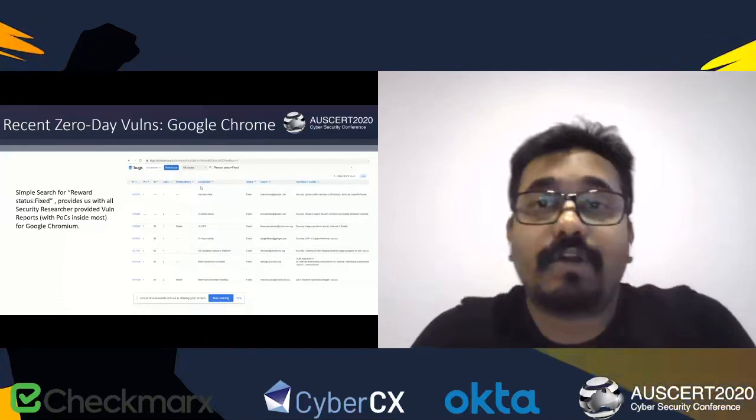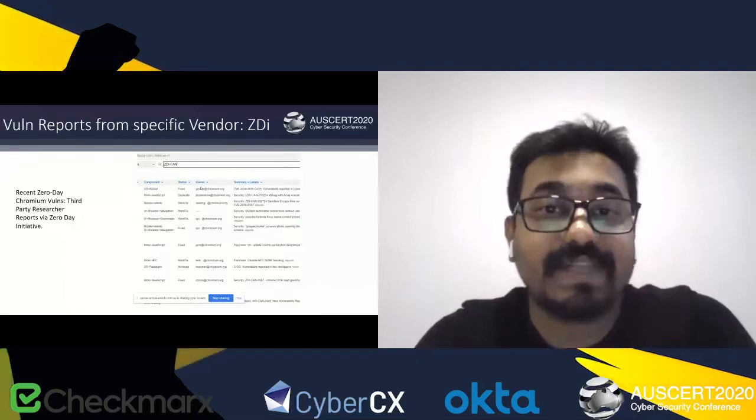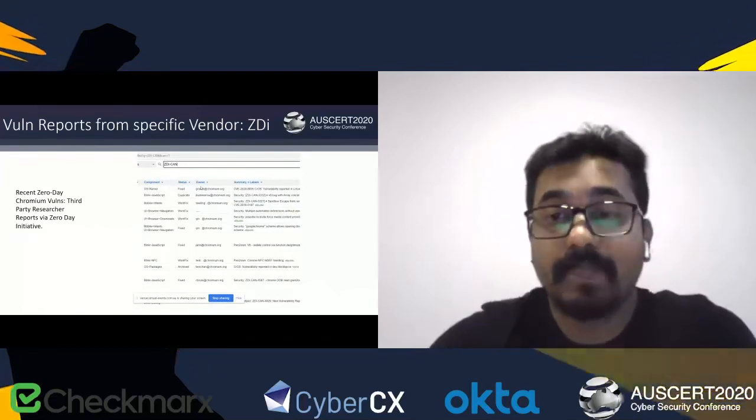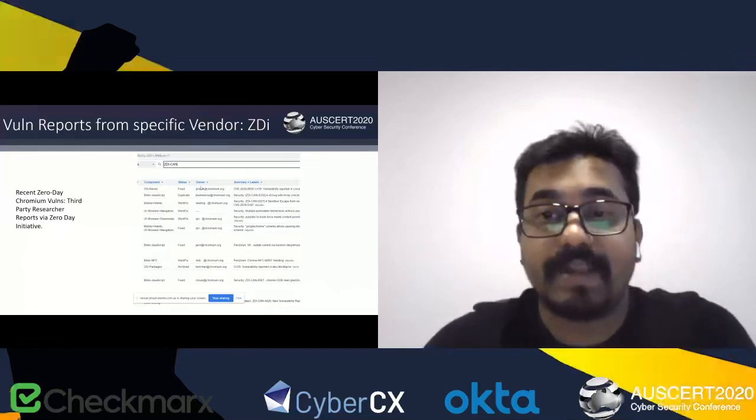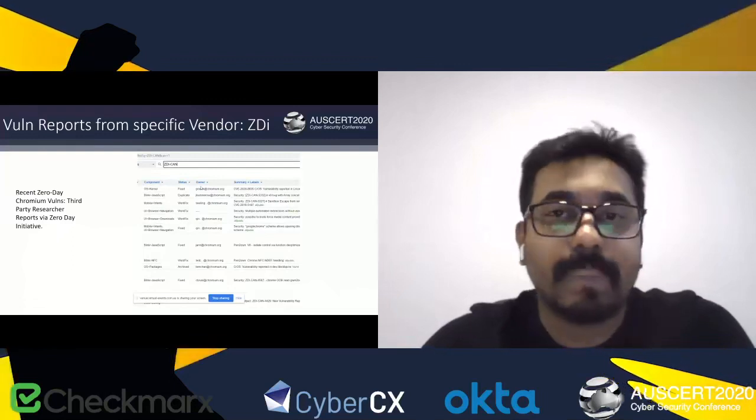You can also search for a specific vendor which has reported vulnerabilities in Google Chrome. Like over here, if you search ZDI-can, you'll find all the Zero Day Initiative related vulnerabilities which have been reported to Google Chrome. As you can see over here, you have CVE-2020-8835. That's a Linux related vulnerability in the Chromium OS, in the kernel.